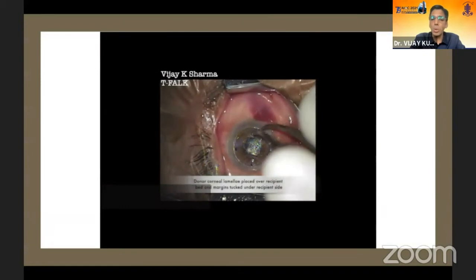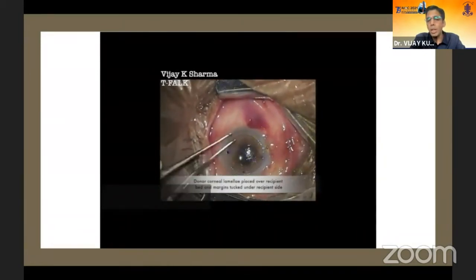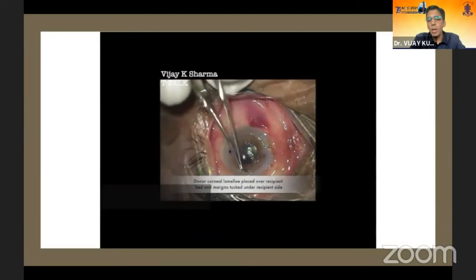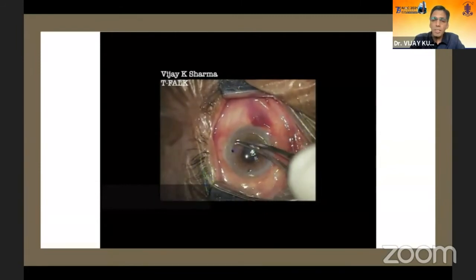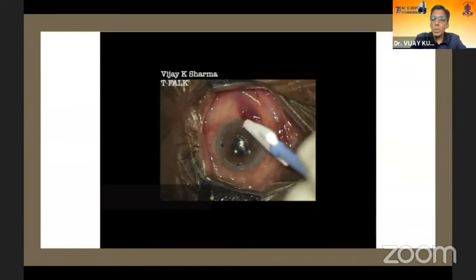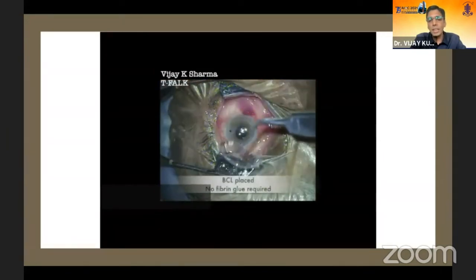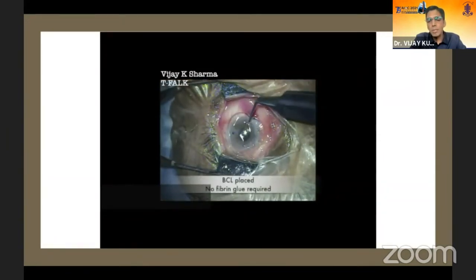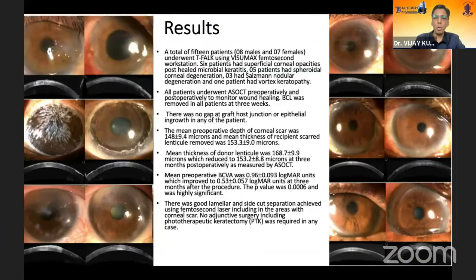Then we transferred the donor lenticule over to the recipient bed, and the edges of this donor lenticule were tucked in all around because of that 45 degree cut at the recipient as well as donor. So it fitted very well into the recipient bed all around. Another modification that we did is we did not use any fibrin glue. We just placed a BCL for 3 weeks, and after 3 weeks, the BCL was removed. So this was the procedure that we carried out in 15 patients, 15 eyes.